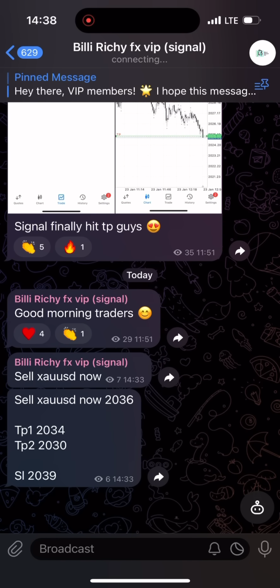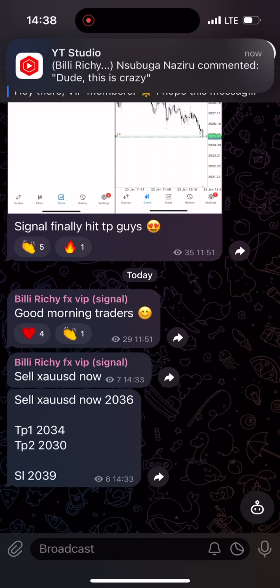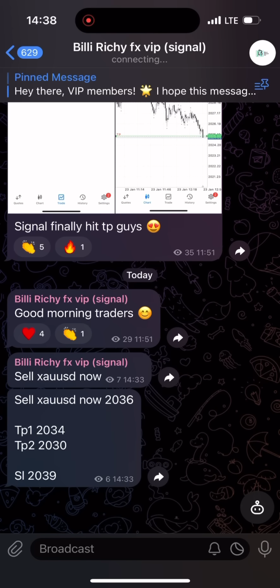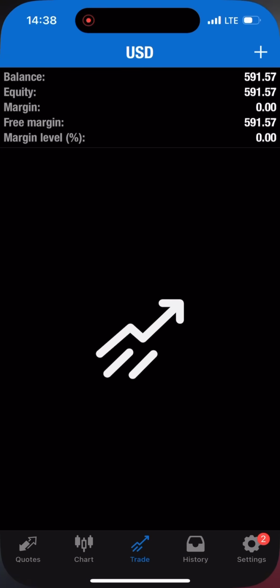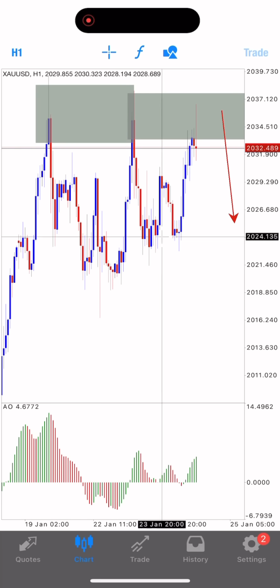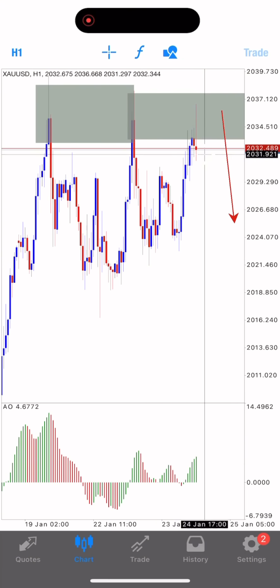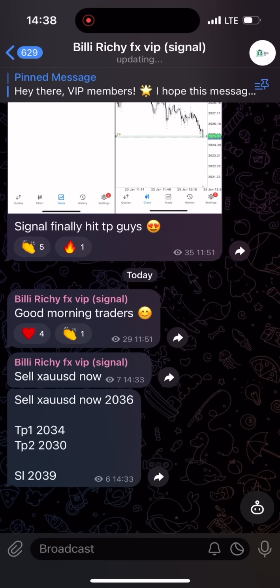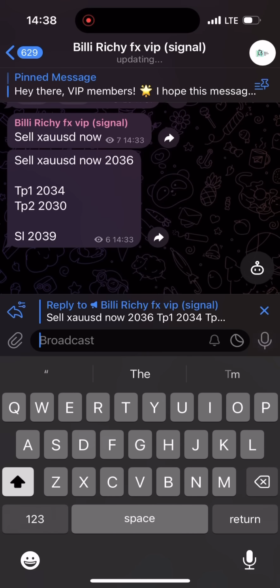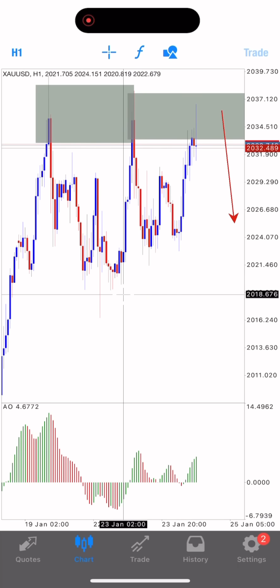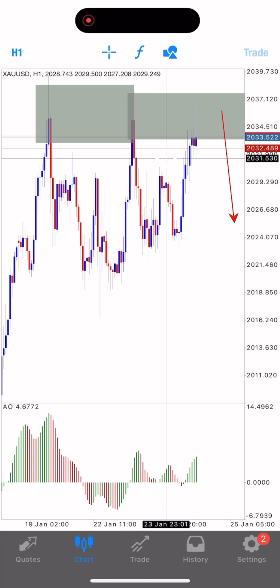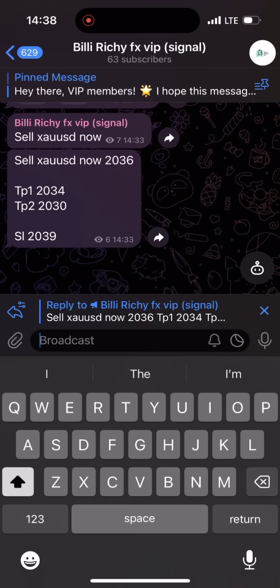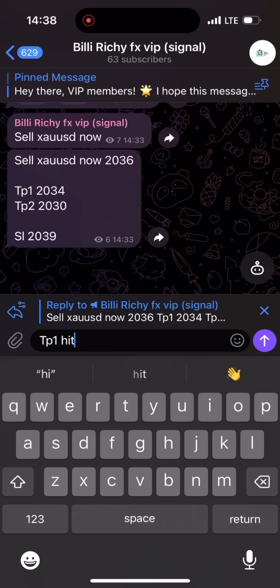I didn't make this money alone. I sent out a signal here also, so that my Telegram members can also benefit from my trade. Immediately when I saw the trade, I entered and then I sent out a signal to my Telegram community so that they also can make money. Let me update them because our take profit one is hit already. TP1 hit successfully, guys.